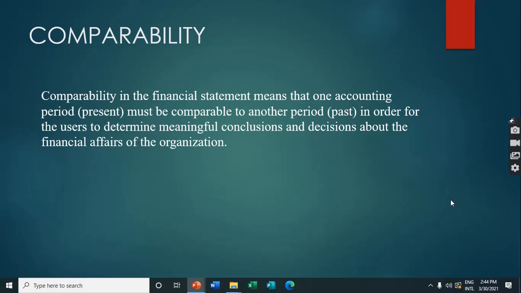Para din magkaroon ng consistency. Pag cash talaga. Pag sinabi natin consistency naman, ayan, pag cash mo siya i-record. Hindi mo siya i-record ng utang.